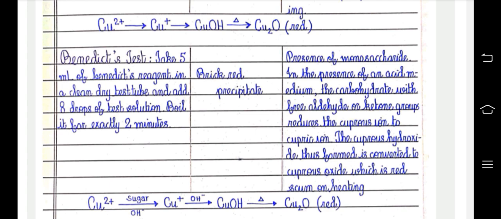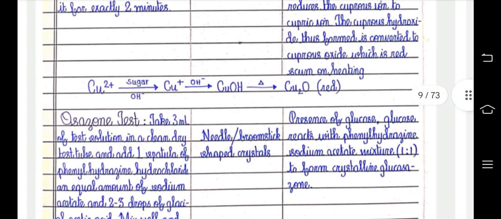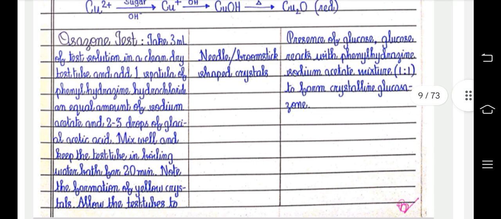Benedict's test. Here, one thing to remember: we need to take the Benedict's reagent first, and after that we take the test solution. Don't do this in reverse. Okay. Then next, osazone test. Take 3 ml of test solution in a clean dry test tube.